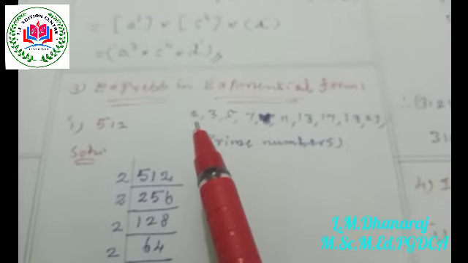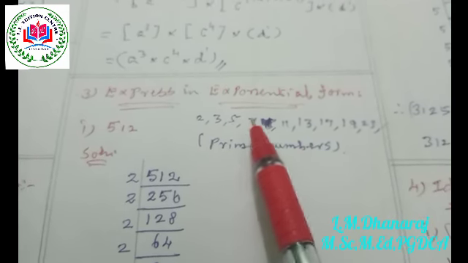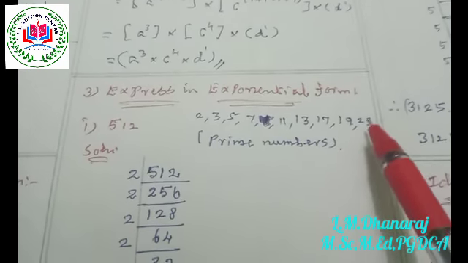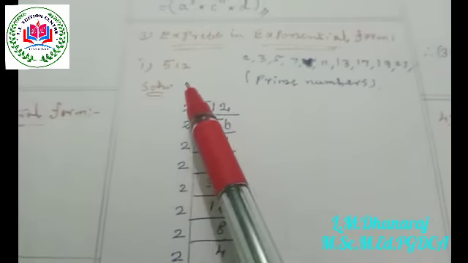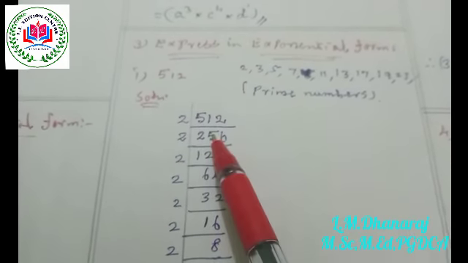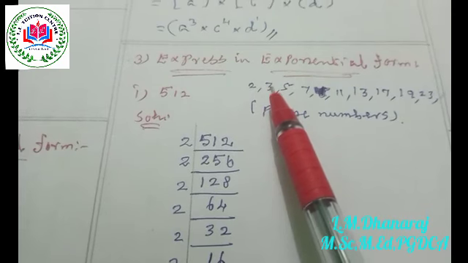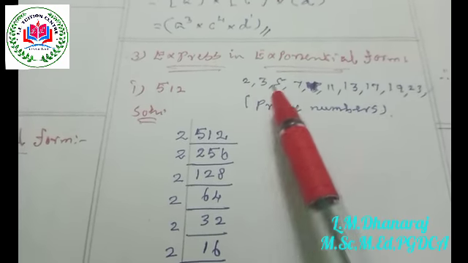What are the prime numbers? 2, 3, 5, 7, 11, 13, 17, 19, 23, 29 and so on, that will go on. So first we have to try dividing the given number by 2. If we cannot divide by 2, then we try the next number 3. If we cannot divide by 3, then 5, then 7, and keep going like that.